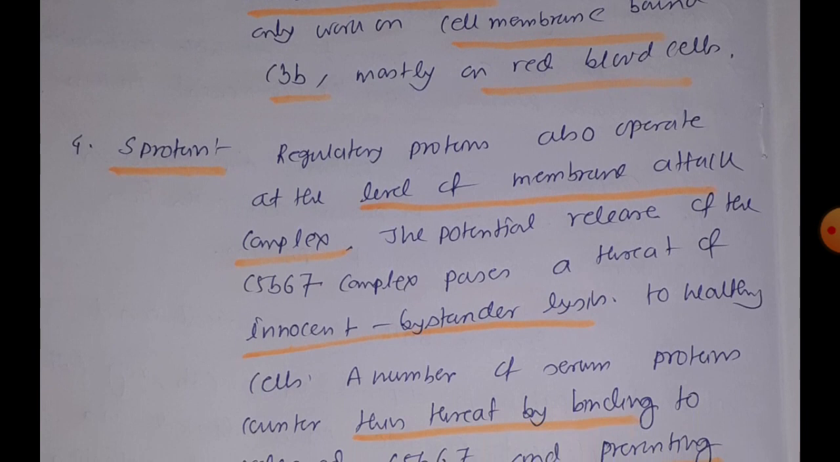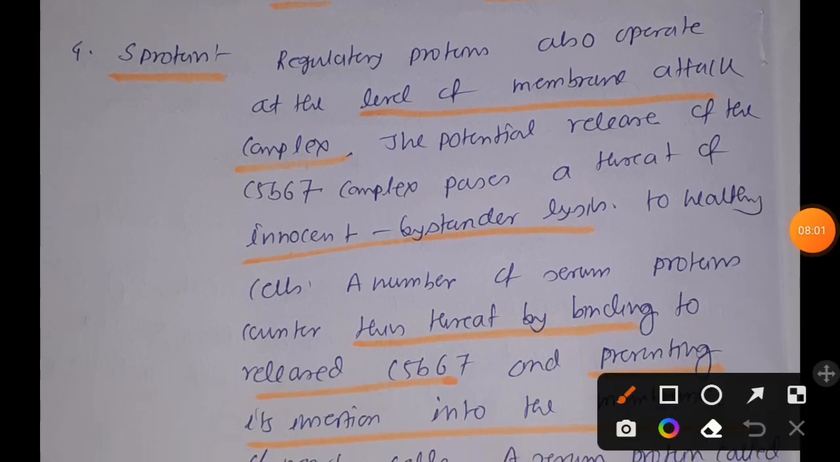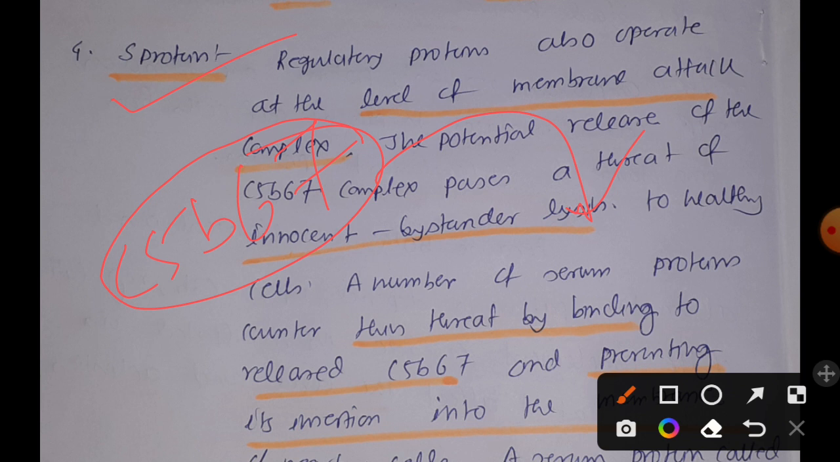Now the last one, that is S protein. This S protein is going to play the role of inhibitor, especially in the terminal pathway. Remember, at the end of the terminal pathway, I have told you after the lysis of the cell, the C5b67 complex can be released. Now this released C5b67 can bind with further nearby cells, and there is a possibility that this C5b67 can bind with a self cell.